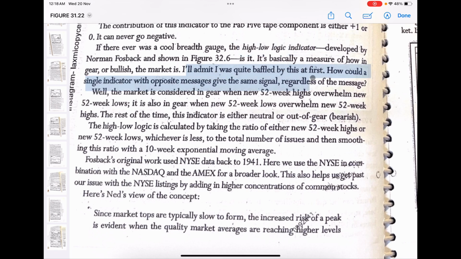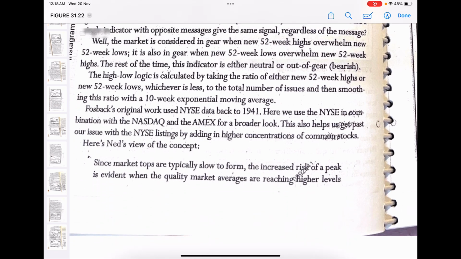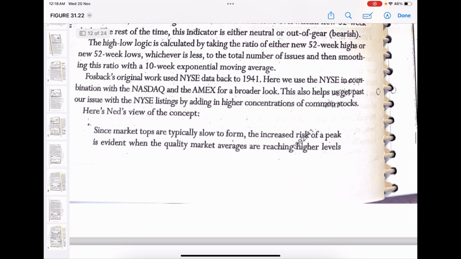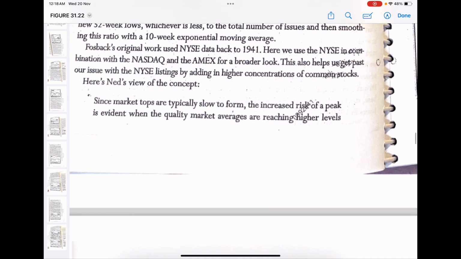I'll admit it, I was quite baffled by this at first. How could a single indicator with opposite messages give the same signal regardless of the message? Well, the market is considered in gear when new 52-week highs overwhelm the new 52-week lows. It is also in gear when the new 52-week lows overwhelm the new 52-week highs. The rest of the time, the indicator is either neutral or out of gear. So, out of gear is bearish. The high-low logic is calculated by taking the ratio of either new 52-week highs or new 52-week lows, whichever is less, to the total number of issues and smoothing the ratio with a 10-day moving average.